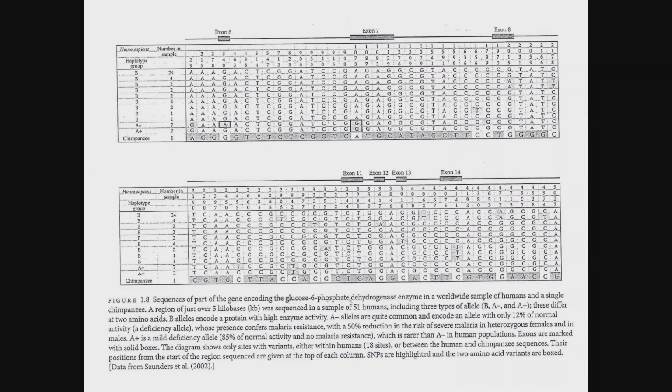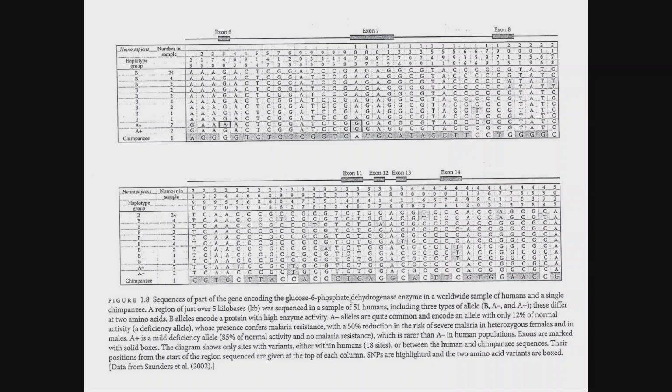Down here in the bottom row, you also have the sequence from a chimpanzee individual. Chimpanzees have the same gene, and we can look at the sequence in that region that chimpanzees have. And so then we have also these haplotype groups. You see here B, A minus, and A plus. These are different alleles at this locus, or different haplotypes. There's the B1, the A minus one, and the A plus one.